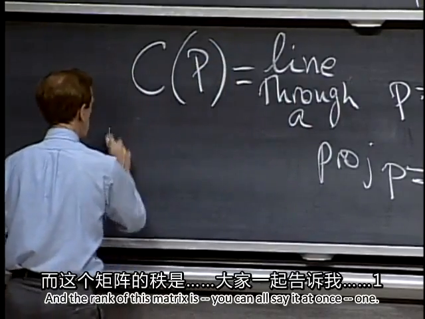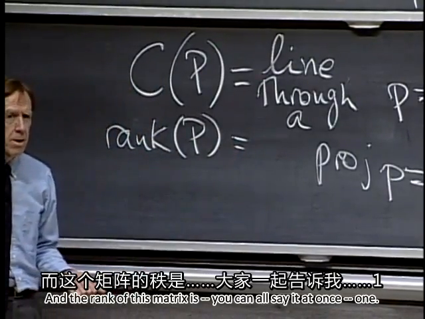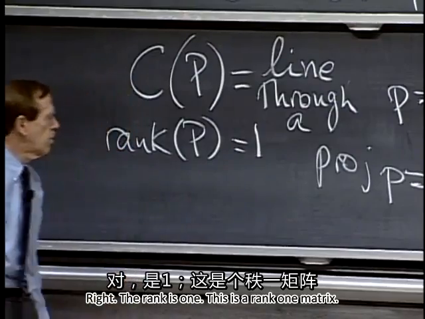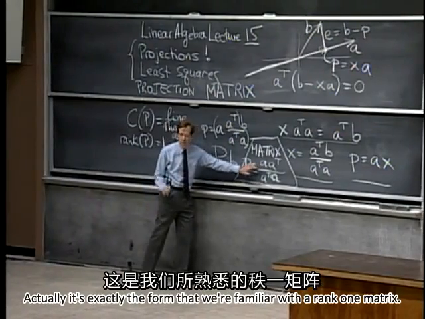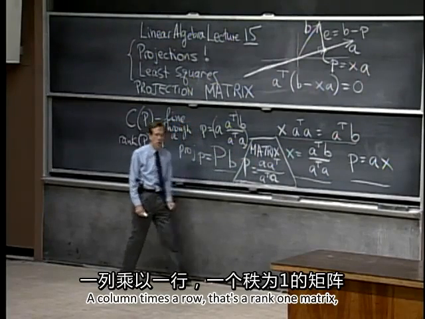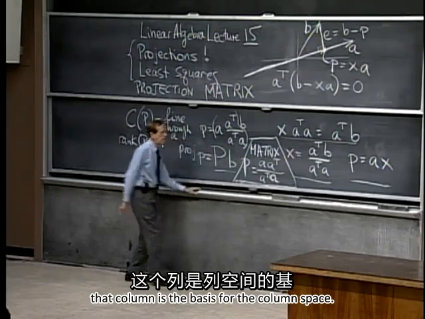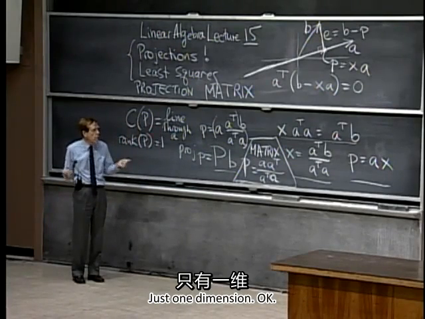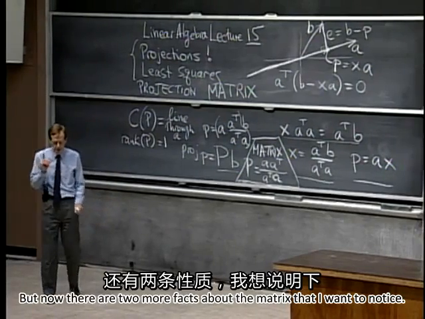And the rank of this matrix is, you can all say it at once, 1. Right. The rank is 1. This is a rank 1 matrix. Actually, it's exactly the form that we're familiar with for a rank 1 matrix: a column times a row. That's a rank 1 matrix. That column is the basis for the column space. Just one dimension.